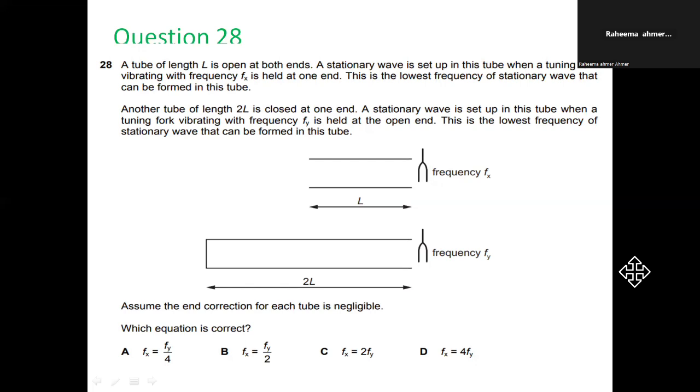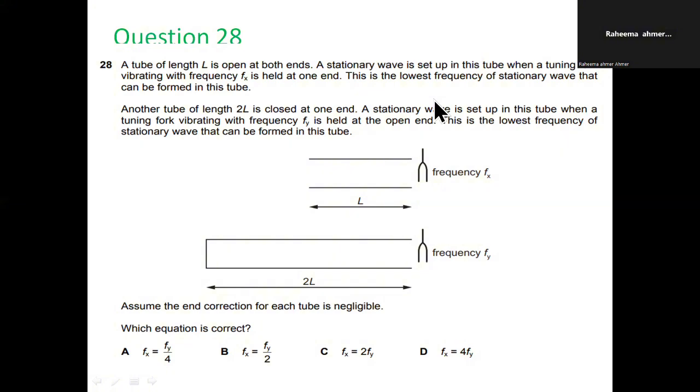So let's begin. A tube of length L is open at both ends. A stationary wave is set up in this tube with a tuning fork vibrating at a frequency of Fx held at one end. So basically they are talking about this tube. Okay. And then this is the lowest frequency of the stationary wave that can be formed in this tube.